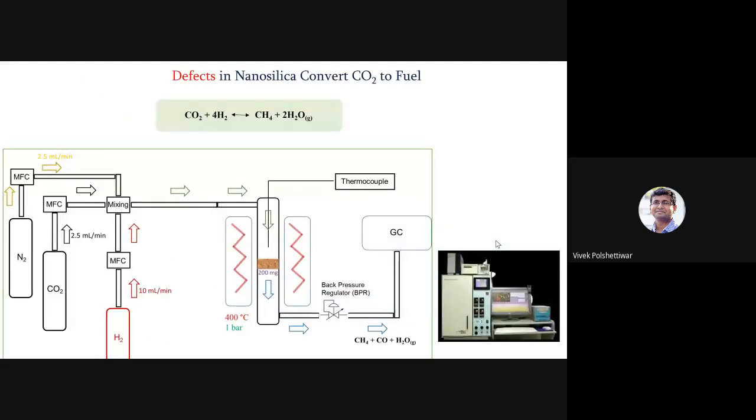Using these preliminary data, we tried to see whether these active sites, these defect sites, can do some catalytic conversion of the CO2. This is a typical reactor. This is your reactor tube where we put the catalyst. These lines show the furnace where we heat the catalyst at 400 degrees Celsius and 1 bar pressure. I mix CO2 and hydrogen and pass them through the reactor. CO2 plus hydrogen gives me methane plus water plus some amount of CO, and this product outlet is connected to the GC, so you can monitor the reaction with time.